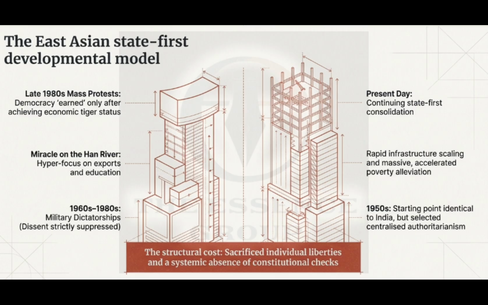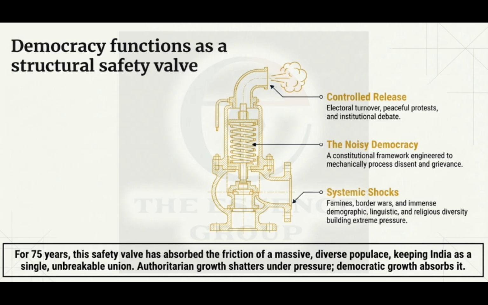In the case of China, China continues this path today. Its 1950s starting point was like India's, but it chose a centralized authoritarian model. The result? Faster infrastructure and poverty alleviation, but at the cost of individual liberties and a lack of constitutional checks. The comparison: the China and Korea models are efficient. They can build a high-speed rail in a year because they don't have to navigate land disputes or protests.